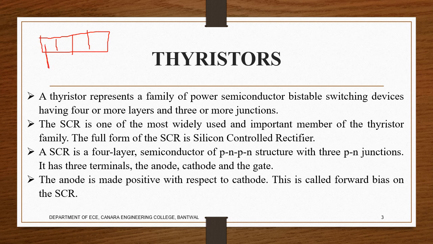So it might be P, N, P, N. Now this is one, two, three, four layers. So how many junctions is it creating? It is creating one, two, three. So this is what it is trying to say. Usually we need not worry more about the layers and all. We usually will be discussing the four layers and the three junctions there. And SCR is one of the most widely used and a very important member.